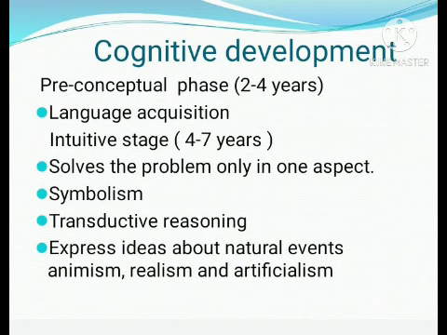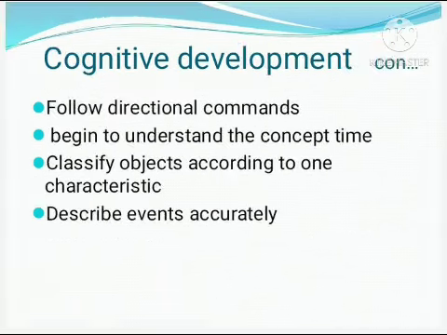Here we have seen that the baby solved the problem only in one aspect, and they have symbolism. The piece of wood can represent a car. Transductive reasoning: it is morning because I did not eat breakfast. Expression of ideas about natural events: the stars have life and they also have feelings and motives. Artificialism: everything is identified with a purpose. A chair is to sit down, sunshine is for the children to play. We will continue with the cognitive development.